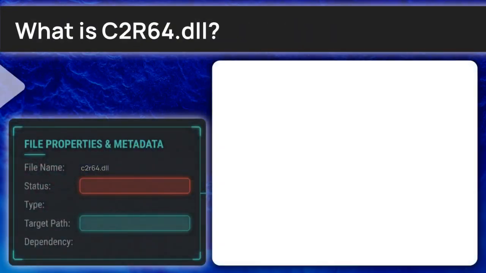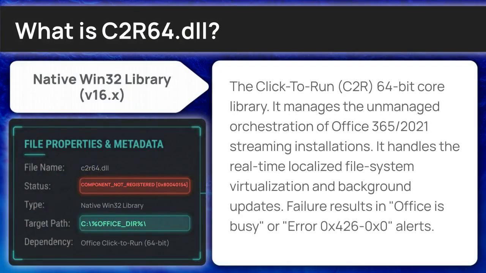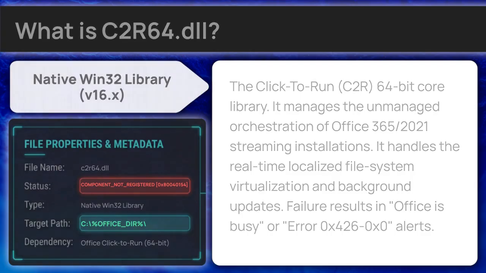This is the c2r64, the Click to Run c2r 64-bit core library. It manages the unmanaged orchestration of Office 365 and 2021 streaming installations. It handles the real-time localized file system, virtualization, and background updates. Failure results in Office is busy or error 0OGS426-0 alerts. Now that we've covered what the file does, let's jump into our first fix.